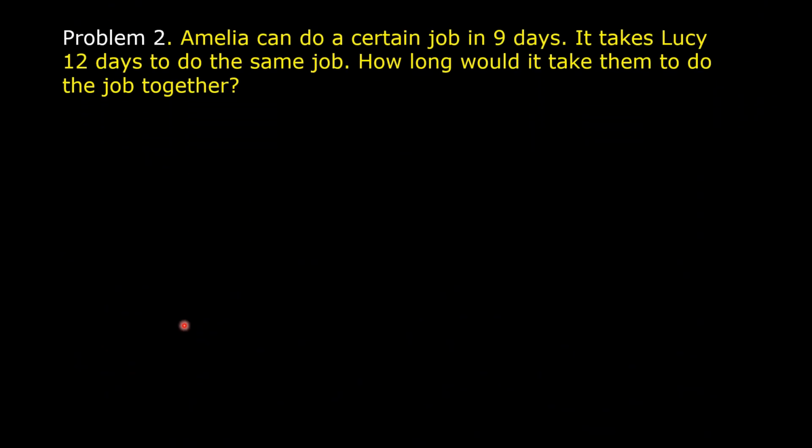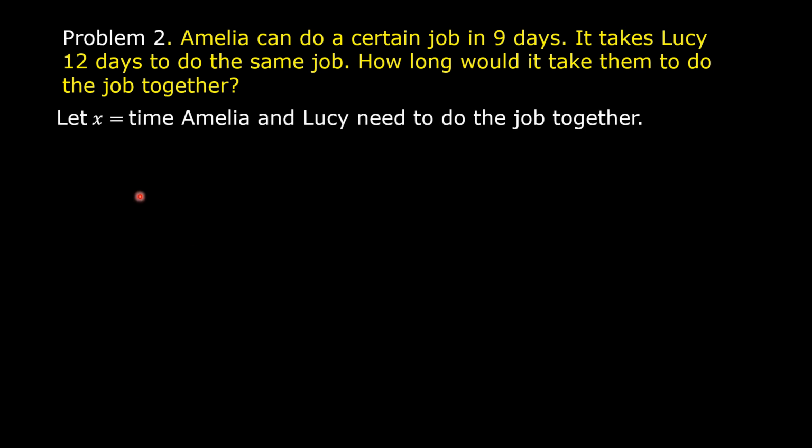Problem number 2. Amelia can do a certain job in 9 days. It takes Lucy 12 days to do the same job. How long would it take them to do the job together? Let x equal the time Amelia and Lucy need to do the job together.